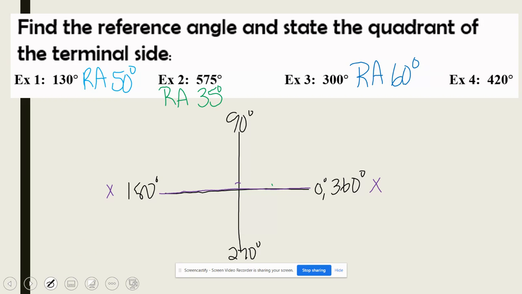All right, 420 degrees. 420 degrees is more than 360. So I'm going to go ahead and subtract 360 and find out how much further we need to go, which is 60 degrees. So we're going all the way around and then an extra 60 degrees. An extra 60 degrees stops in quadrant 1, roughly about right here. So all the way around and then here.